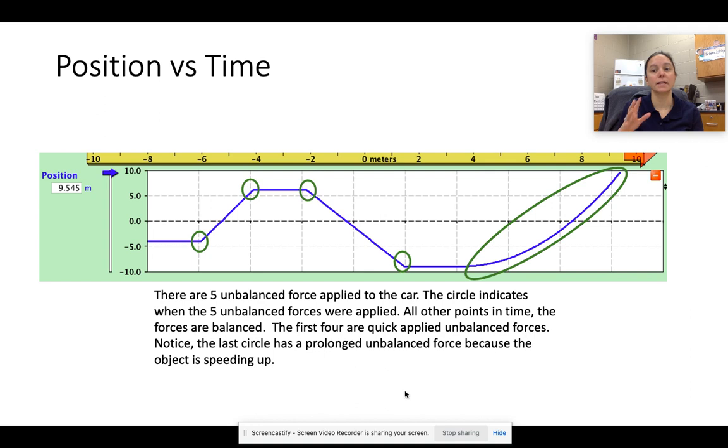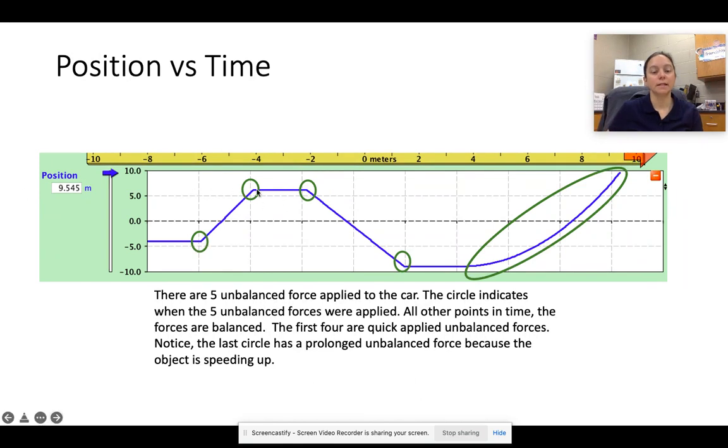So let's look at that now in a different light. Again, same graph. This time we're going to be describing the force. I have circled the locations of an unbalanced force. So the circle indicates an unbalanced force being applied. At all other time periods, the forces are balanced. So there are 5 unbalanced forces acting on the car. This first one right here is due to the fact the car was stopped and then is now moving, so it has sped up. So at this instant, there's a quick applied unbalanced force.